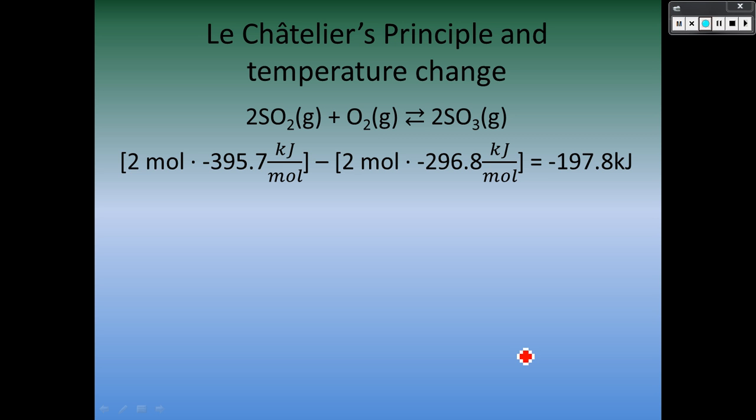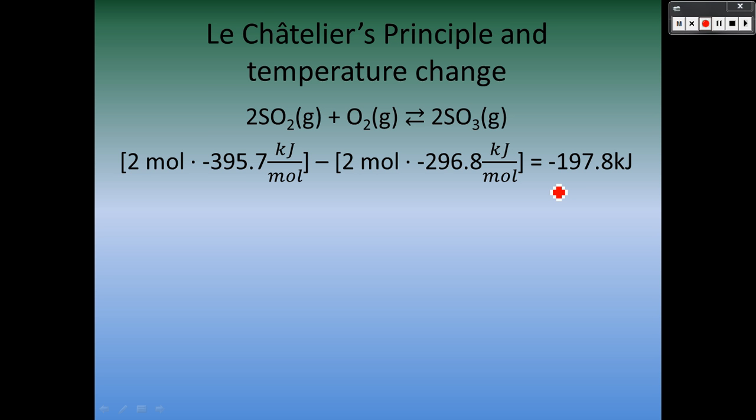2 moles times negative 395.7, that's the heat of formation of SO3, minus 2 moles times negative 296.8, that's the heat of formation of SO2. I didn't even put in the plus 1 mole times 0 because it's obviously 0. And that gives us a delta H of negative 197.8, making this exothermic.